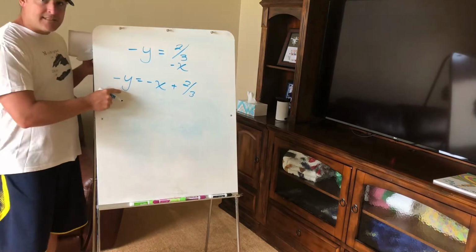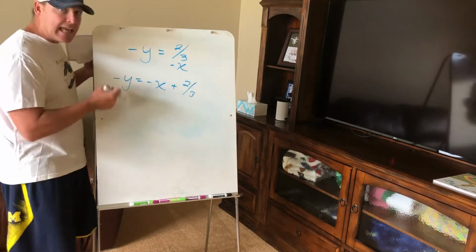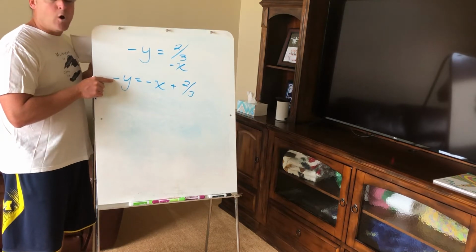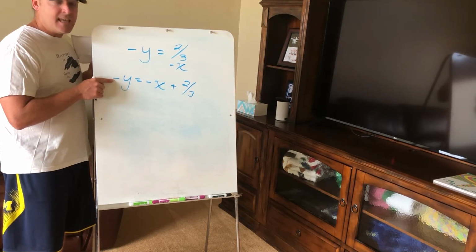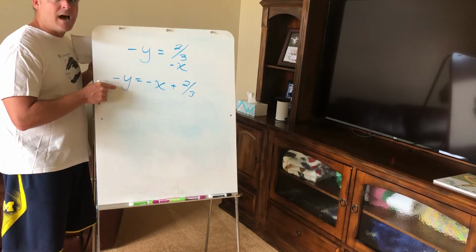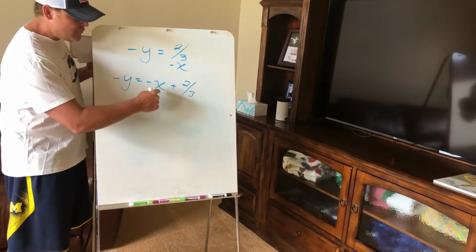Now, this does not say y equals. This says negative y equals. So now I have to get rid of this negative sign. And the only way to get rid of this negative sign is to take the opposite of this. And if I take the opposite of this y, negative y, I have to do that to every other term.